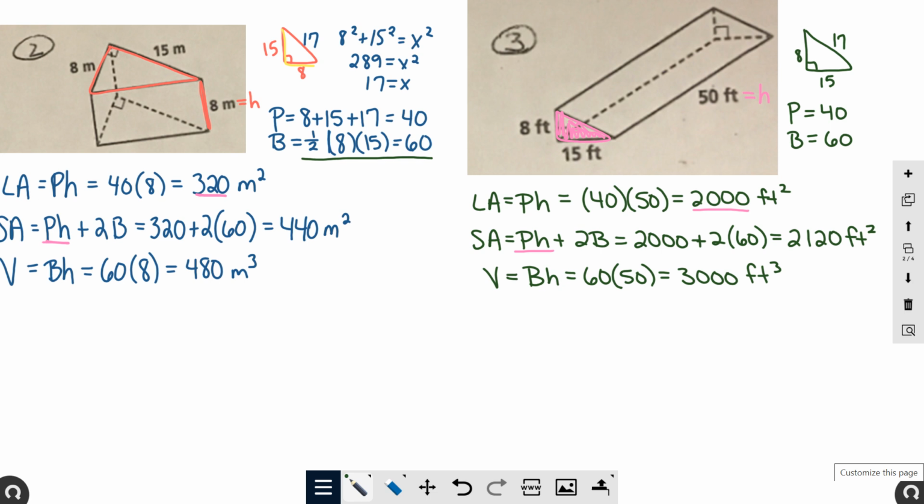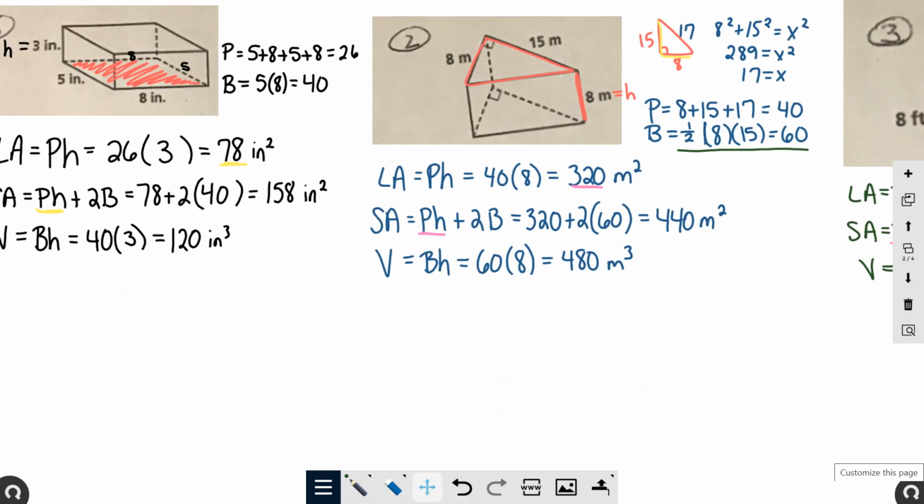You can actually use the same formulas for prism and cylinder. The only difference is your bases are no longer rectangles or triangles, they're now circles. So instead of talking about perimeter, what's the same as perimeter in a circle? Take your finger around the jar. Circumference equals 2 pi r.